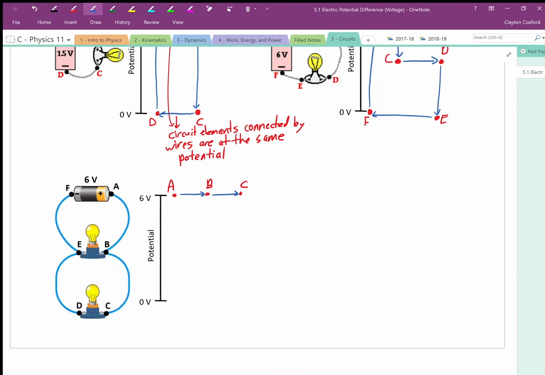A charge that flows from the positive terminal of the battery will have the same amount of energy at location A, location B, and location C. And then notice that location D, E, and F are also all connected directly by wires. So that means that location D, which is the opposite of location C, location E, and location F, are all connected to the negative terminal of the battery. They're all going to have 0 volts of potential.